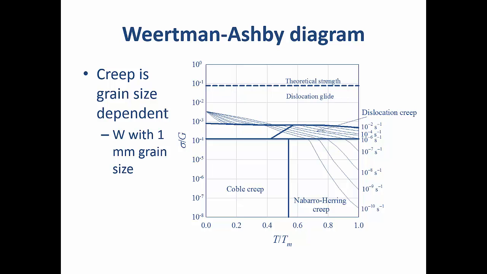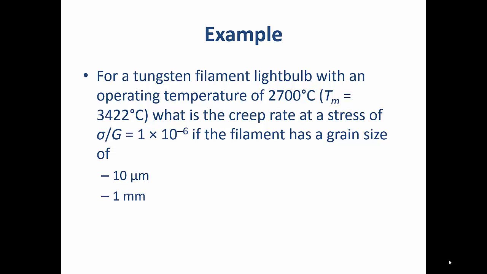So here I've drawn the equivalent data for tungsten with a 1mm grain size. So you can compare these two maps for the same basic material but with different grain sizes. Clearly there are some significant differences in where the boundaries are drawn on these two maps, but they are both Weertman-Ashby maps for tungsten.